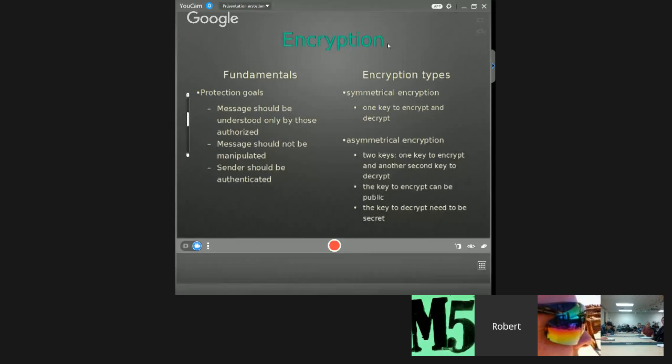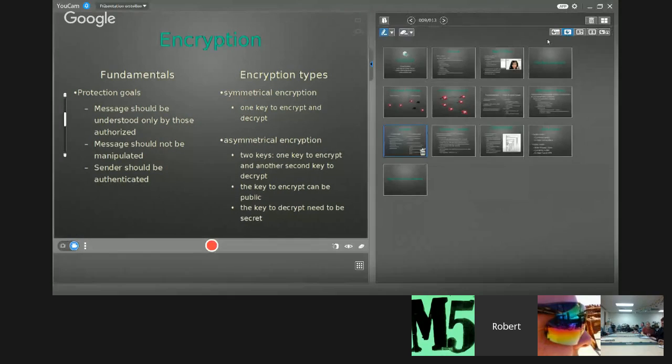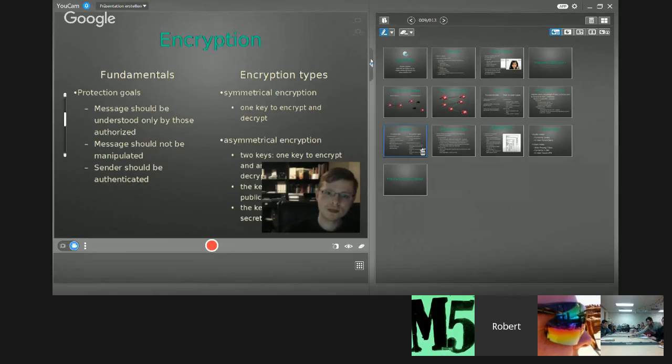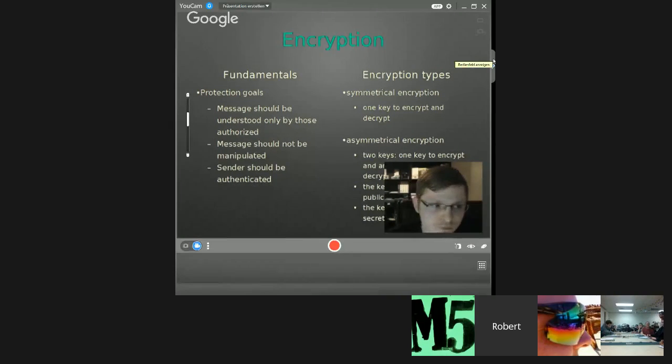Now let us get a little bit into encryption. At first, the fundamentals. Encryption wants to protect the information, so encryption has protection goals. The first protection goal is that the message should be understood only by those authorized. That means if person A sends a message to person B, just person B should be able to read the message. The second is that the message should not be manipulated.